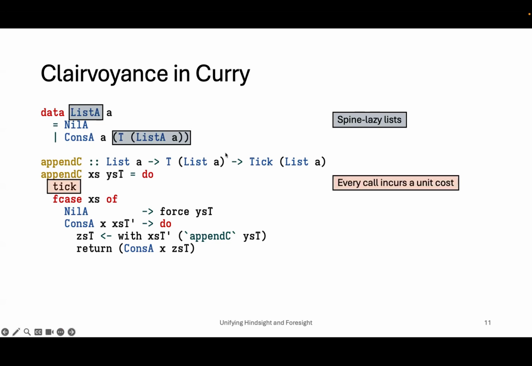So here's the append function. Every call incurs a unit cost, so we have a tick at the front. This fcase is Curry's flexible case. It's used because case in Curry residuates, so if you apply it to a logic variable, essentially, it will probably halt in most Curry compilers. Fcase uses Curry's narrowing strategy, which is its usual evaluation strategy.